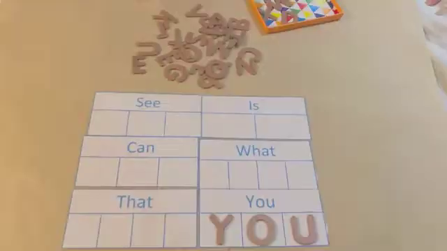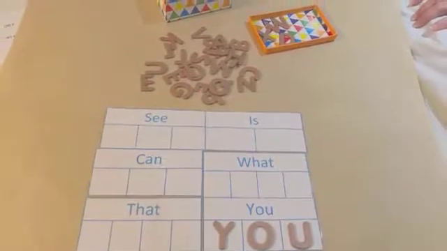Then I would direct students to build the remaining 5 high-frequency words. Students will complete this by selecting letters from the alphabet box to build the remaining 5 words, pairing up with a partner to pronounce each word they have built.